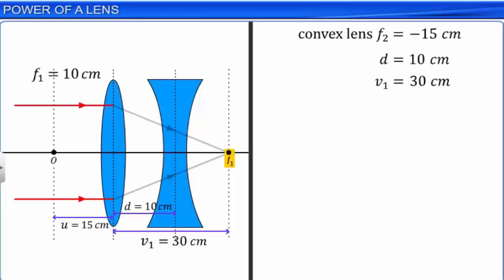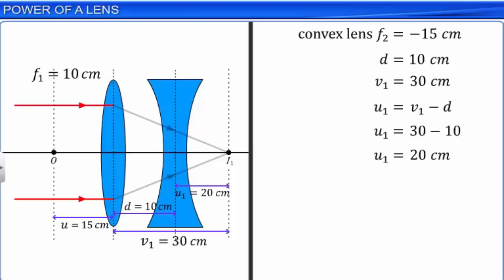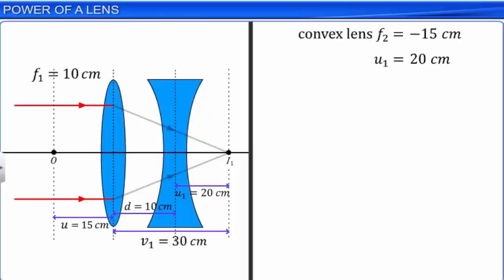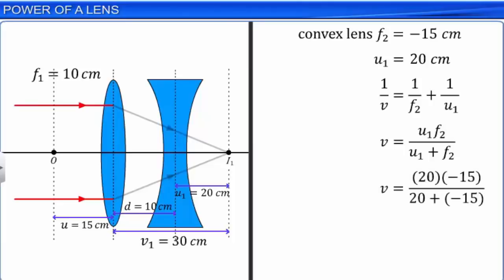If the final image is at a distance V from the concave lens, then 1 by V is equal to 1 by F2 plus 1 by U1, or V is equal to U1 F2 by U1 plus F2. On substituting the values of U1 and F2 and solving for V, we get V as equal to minus 60 cm. The negative sign indicates that the final image is formed to the left of the concave lens at a distance of 60 cm. Note that the virtual object is in between F and 2F of the concave lens, and hence the rays are diverged to form an image to the left of it.